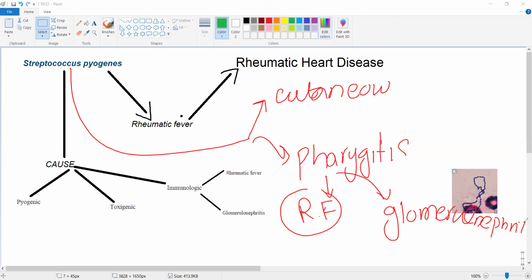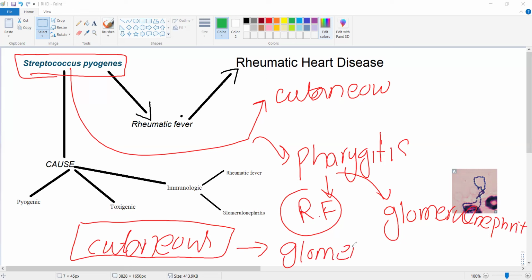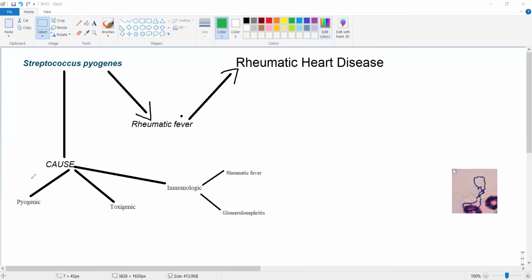Sometimes they give you this kind of stuff: a Streptococcus pyogenes cutaneous infection, and they want to ask whether this increases the risk of rheumatic fever or not. The cutaneous infection of Streptococcus pyogenes only carries a risk of glomerulonephritis. So keep this in mind.